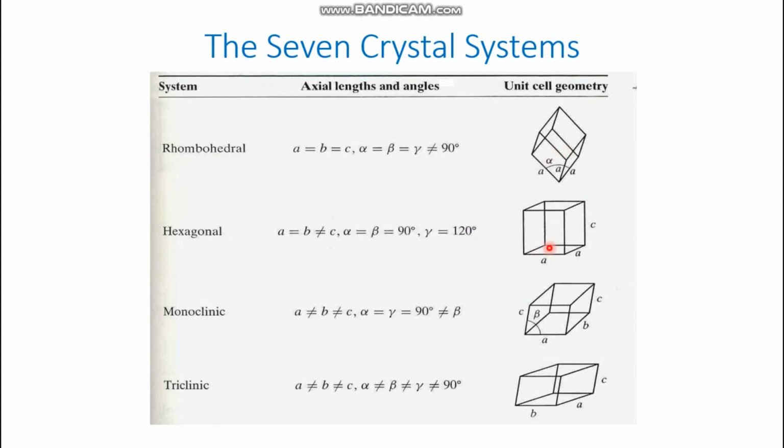For a hexagon, the 2 edges are equal but the third one is unequal, while 2 angles are 90 degrees and the third angle is 120 degrees. While in case of monoclinic structure, none of the edges are equal, 2 angles are 90 degrees but the third angle is not equal to 90 degrees, while in case of a triclinic structure nothing is equal.